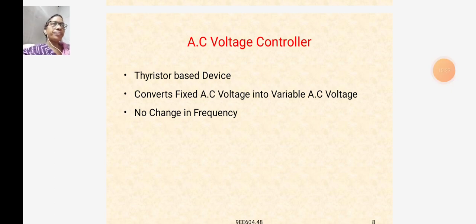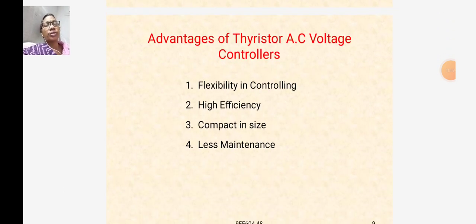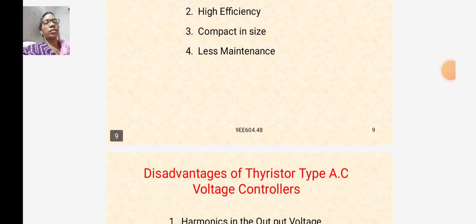So here AC voltage controllers, thyristor based device. AC voltage controller is the thyristor based device and converts fixed AC voltage into variable AC voltage, and also no change in frequency. We have a few advantages of thyristor AC voltage controllers. It has flexibility in controlling, it has high efficiency, it is compact in size and has less maintenance.